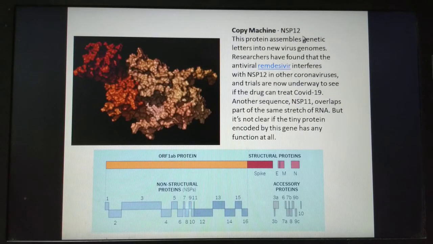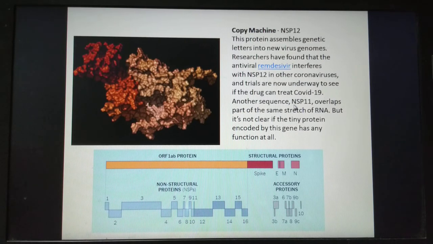If we go to another copy machine, NSP12, which is the RNA replication machinery. So one RNA gets into our cell from one virus, makes multiple copies using this NSP12. Now, in my first video, where we discussed the clinical trial of several drugs, this remdesivir is a very interesting drug which interferes with this replication machinery. Now, trials are going on to see if this drug can treat COVID-19.